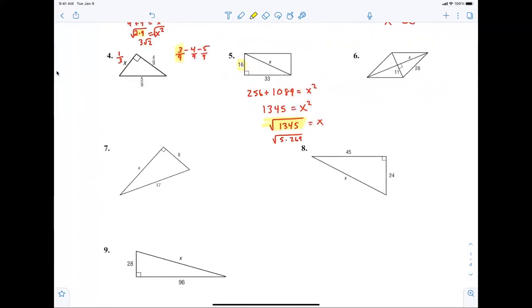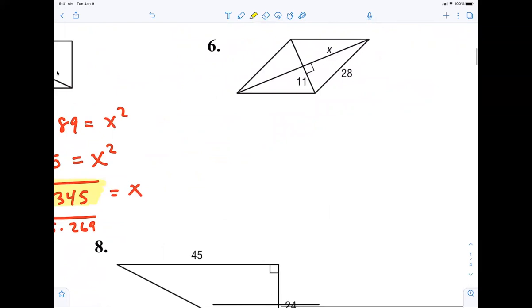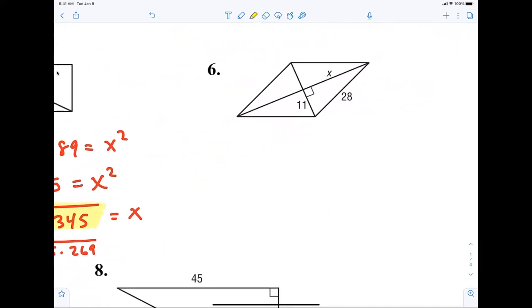All right, let's go over here now. Again, this one's kind of annoying. It's not a triple. So we would say x squared is equal to 28 squared minus 11 squared. Does everybody see what I'm doing on that? Well, they gave me the hypotenuse, right? So I just did the hypotenuse minus the leg. You see what I'm saying, right?